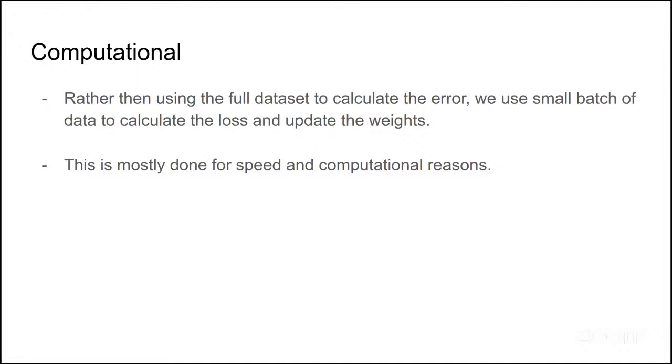So rather than using the entire data set, you have a data set of X and the corresponding label Y. Since the data set can be very large, we don't use the full data set to calculate the error. We use a small subset of the data set, which we call a batch. We use this small subset to calculate the loss and update the weight. And we do this small batch update multiple times until it converges.